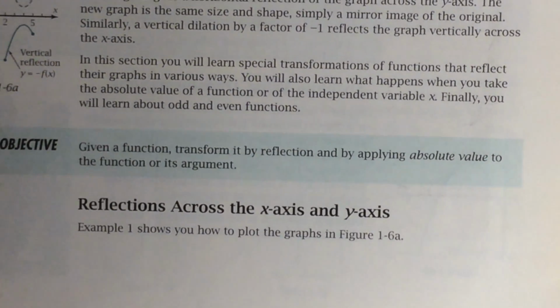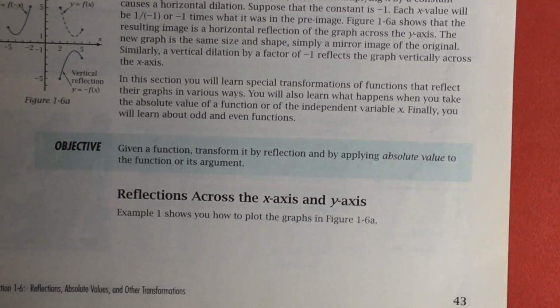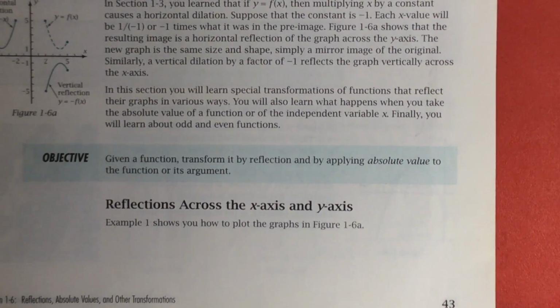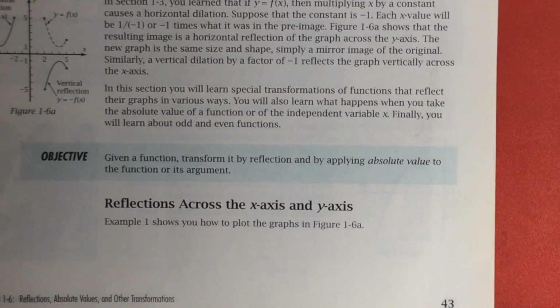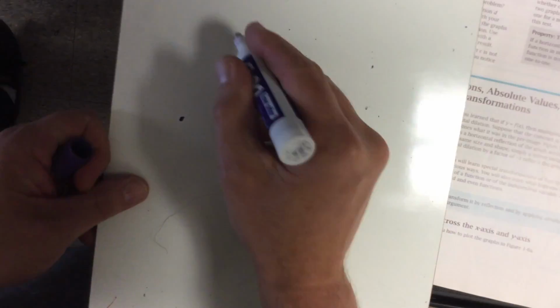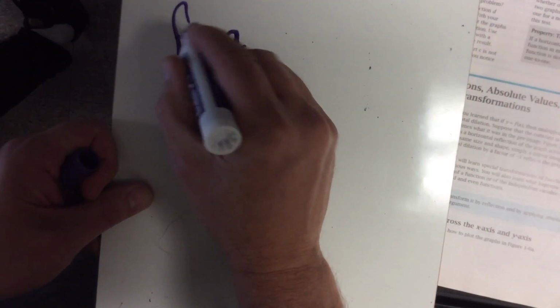transform it by reflection and by applying absolute value to the function or its argument. In other words, we've got two more transformations we can do here. One of them is reflection. And you already know some form of reflection.